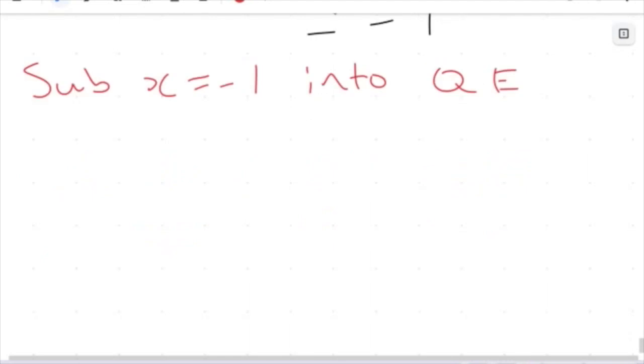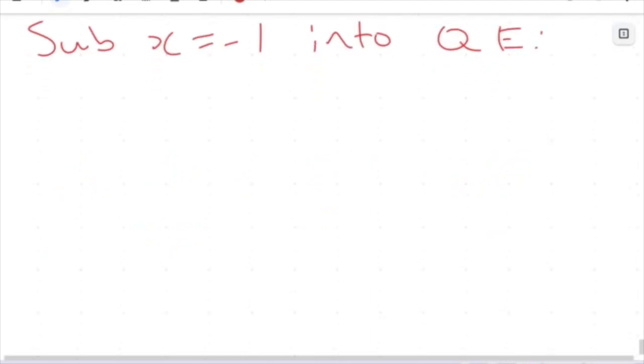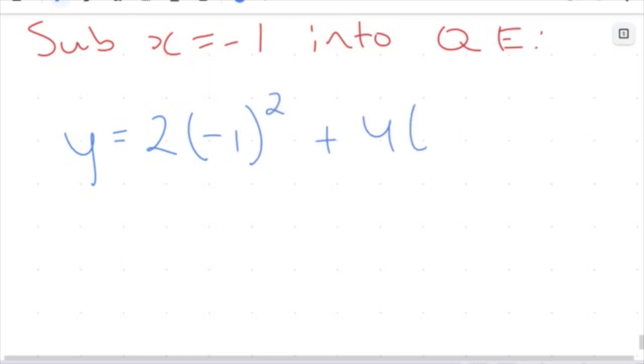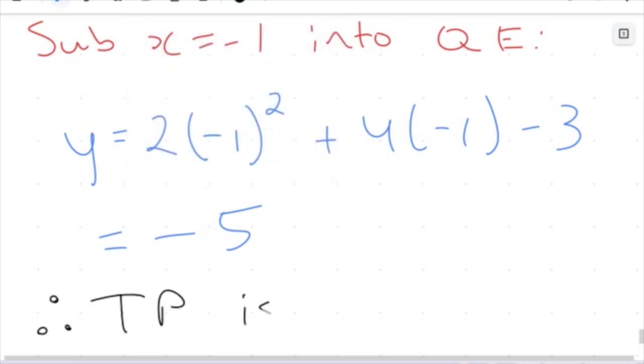So let's see what I get for a y value there. I'm going to get here y equals 2 multiplied by negative 1 squared plus 4 multiplied by negative 1 minus 3. And that, when I substitute that in, gives me a value of minus 5. So therefore, my turning point is at negative 1, negative 5. So we have all of our key ideas here.